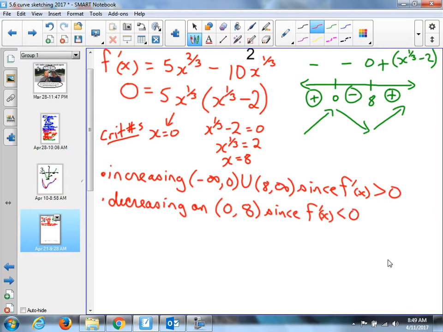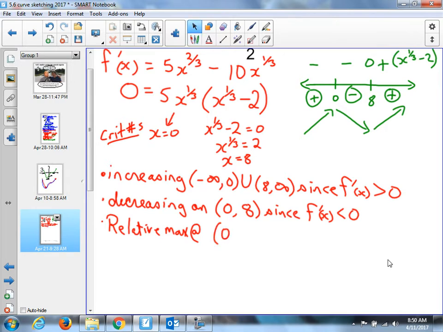Furthermore, maximums and minimums. We can quickly see that 0 is a relative maximum. At the point, because we want a point, it occurs at 0. Take a look at the original equation. You put 0 in there, it's 0 minus 0. So at the point 0, 0.